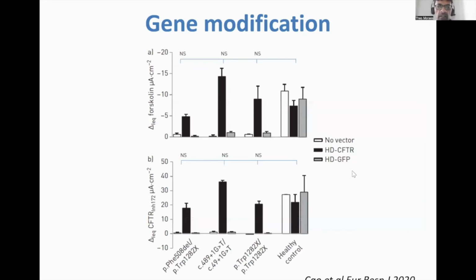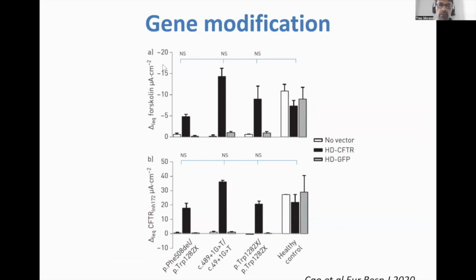In this case, Jim also introduced CFTR. So remember I told you that's the protein that's broken in cystic fibrosis. And we did this in cells from individuals that have cystic fibrosis. So that's what these numbers and letters mean at the bottom here. Over here are cells from healthy control people, and these three bars represent cells from individuals with cystic fibrosis.